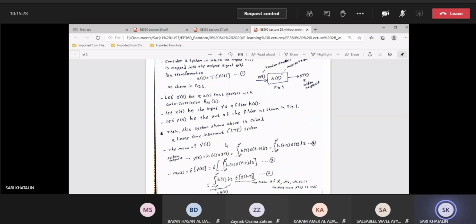I think you did see that in EE 260, signals and systems. I remember something like that. But anyway, this is the convolution. We did talk about convolution before. So as shown in equation 2, this is how we find the convolution for this system right here.